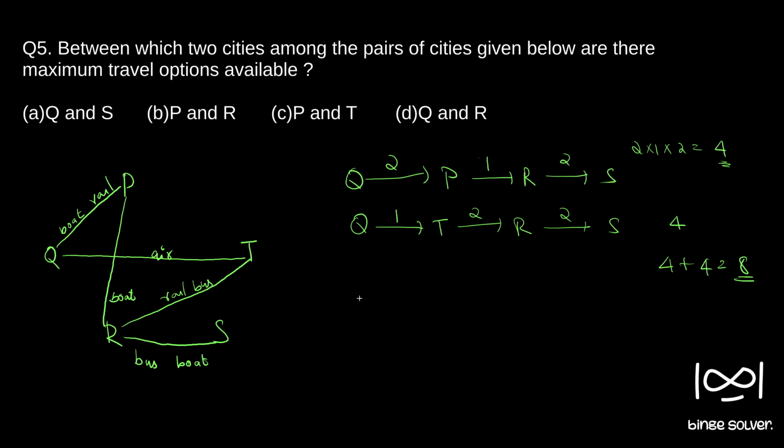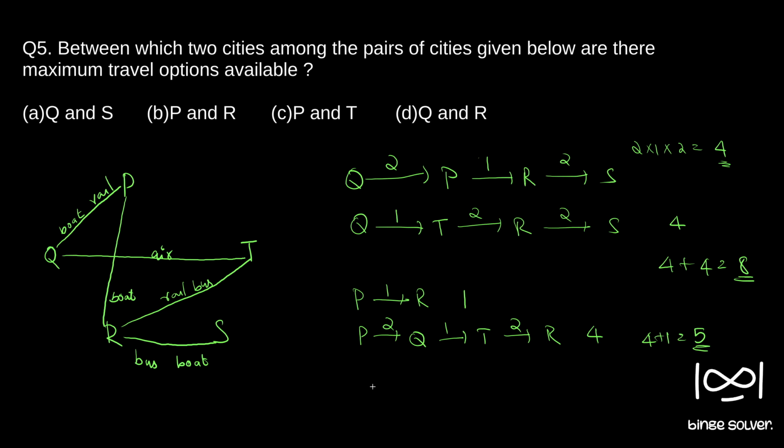If you take P to R, then P to R has only one combination, one direct via P to R boat. Or we can go from P to Q, which has two combinations, Q to T, which has one combination, then T to R, which has two combinations. So 2 into 1 into 2, 4. So total 4 plus 1, 5 combinations.